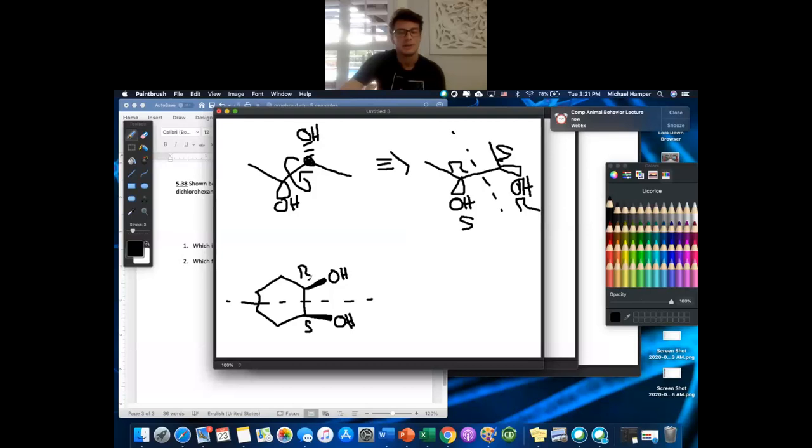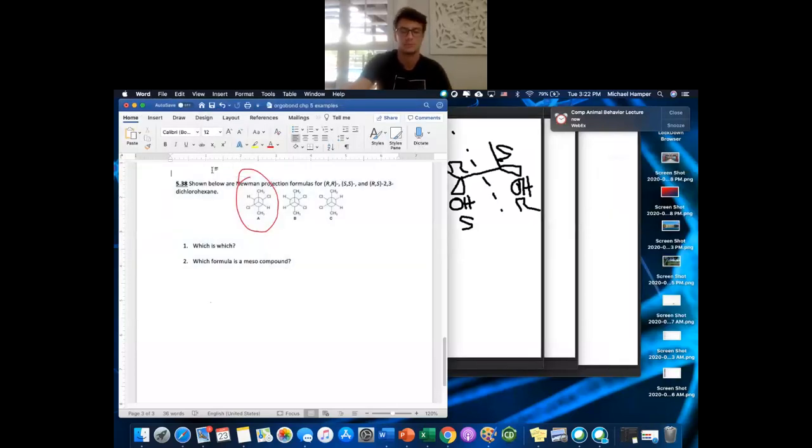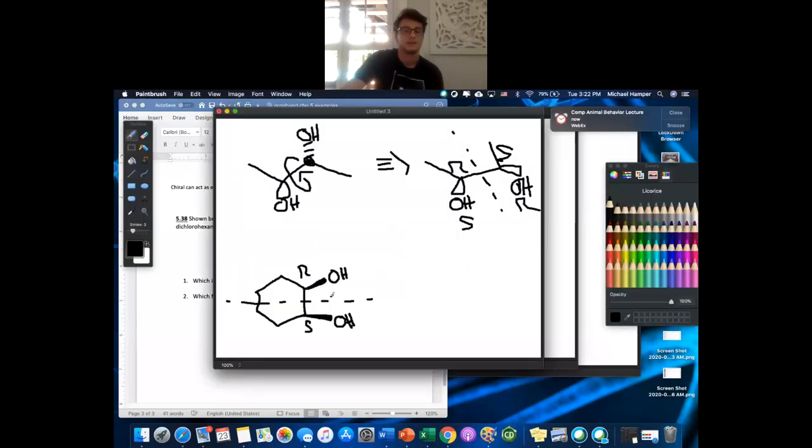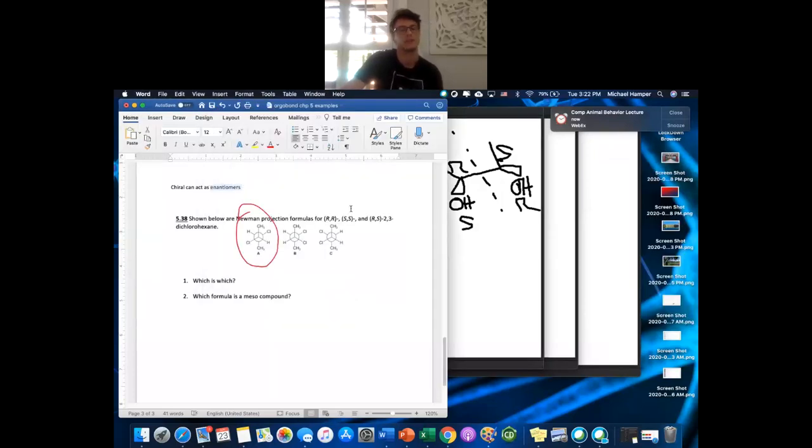So even though there are chiral centers in this, what makes something chiral is it has 4 different substituents. It can rotate polarized light, and if something is chiral, then it can act as an enantiomer. That's a definite conceptual thing you're going to see. Things that are chiral can act as enantiomers. But if there's that internal plane of symmetry and it's meso, then it's overall achiral. And therefore, it also can't act as an enantiomer.